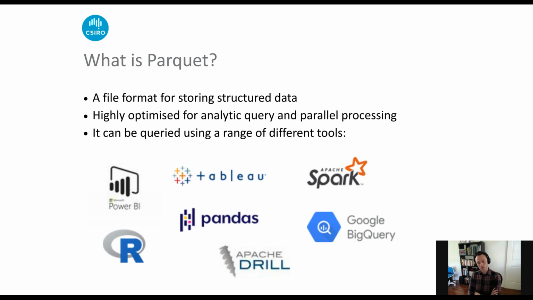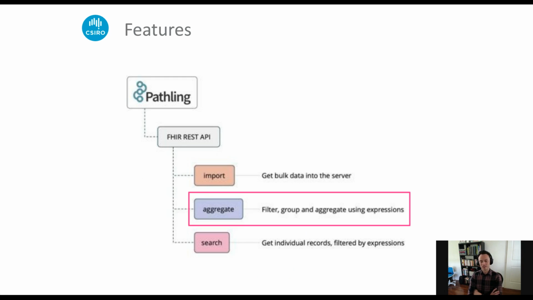Parquet is a standard format used by many different analytic query engines and is designed for aggregate query in parallel over structured data. Because this format is supported by many other tools, you can pick up the Parquet files that Pathling produces and use them elsewhere.